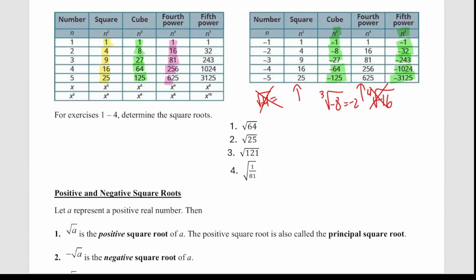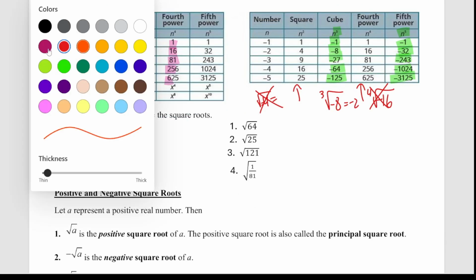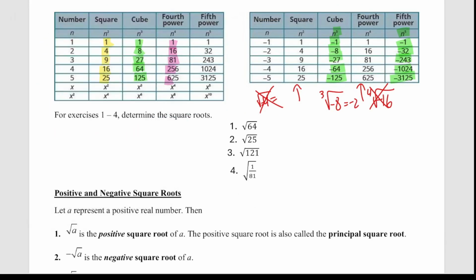So let's go ahead and practice identifying those now that you've gotten a big picture overview of how a lot of these roots work. What would be the square root of 64? Well, 8 times 8 gives us 64, so that's 8. Square root of 25? Well, 5 times 5 is 25, so that's 5. Square root of 121? 11 times 11 is 121, so that's 11.